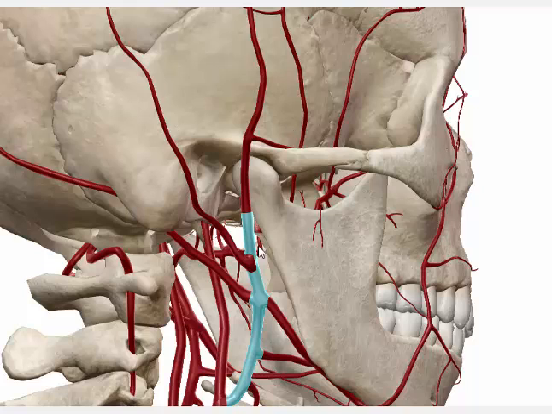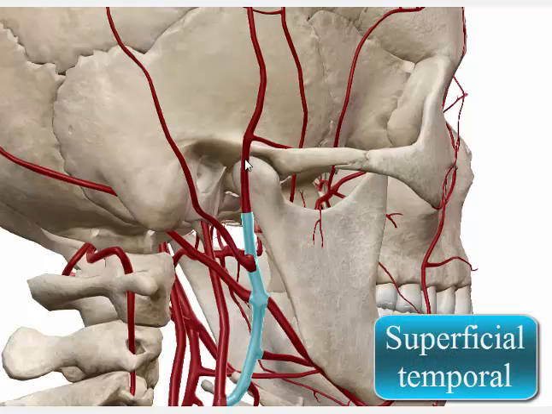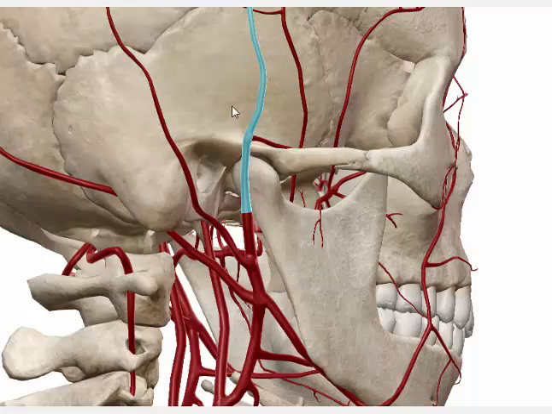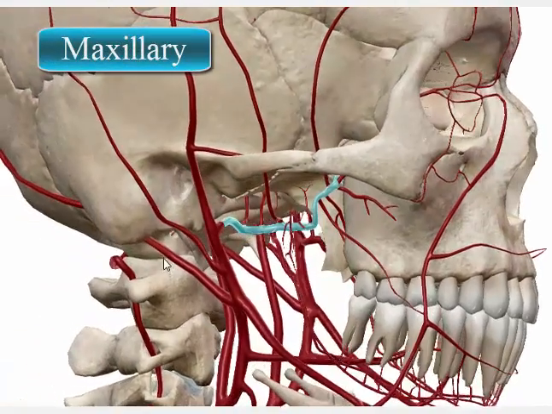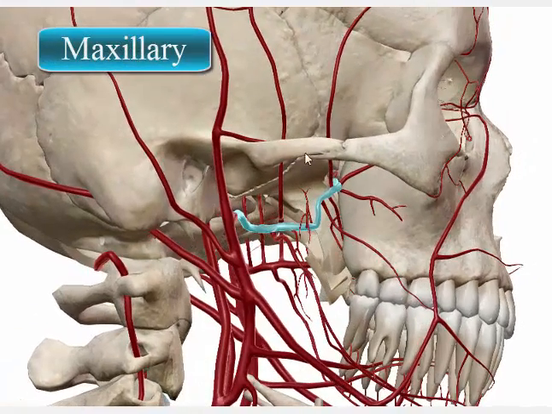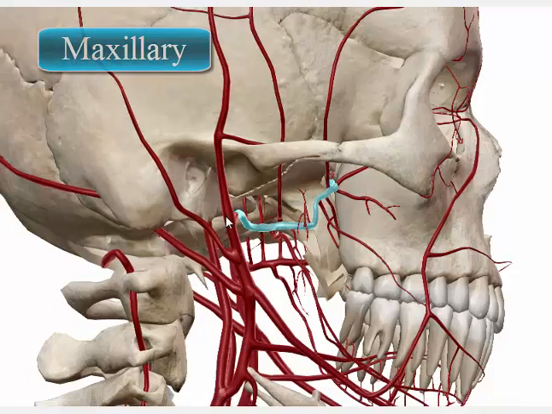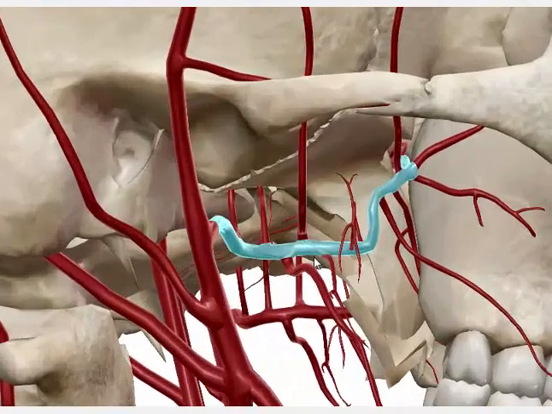The terminal branches of the external carotid artery are the superficial temporal artery, which supplies the parotid gland and scalp, and the maxillary artery, which supplies the jaws, teeth, and the deep region of the face. The branches of the maxillary artery are numerous, as well as the served area.